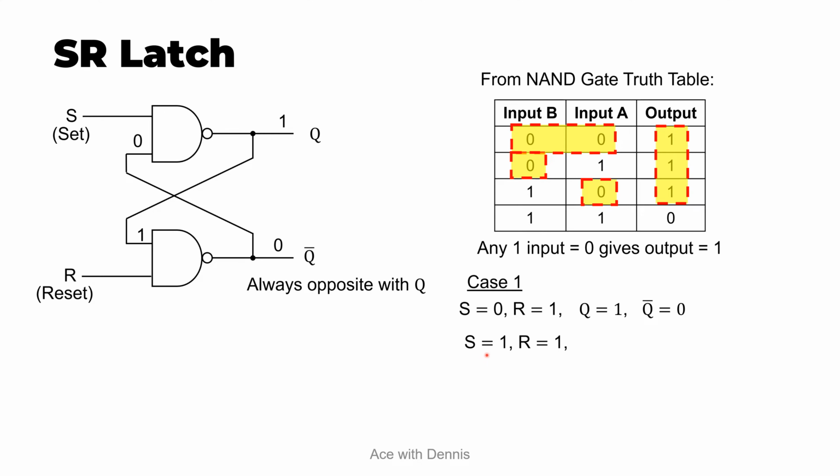Okay, now we'll move on to the next stage when S is 1, R is 1. So when S is 1, R is 1, the Q will be equal to 1. Alright, so this is a NAND gate, 1, 0, this will give us 1. So the Q bar will be 0 because 1, 1 will give us 0, and also Q bar is always opposite to the Q. Alright, so this stage is called the memory state because the outputs remain the same even though the input has changed.